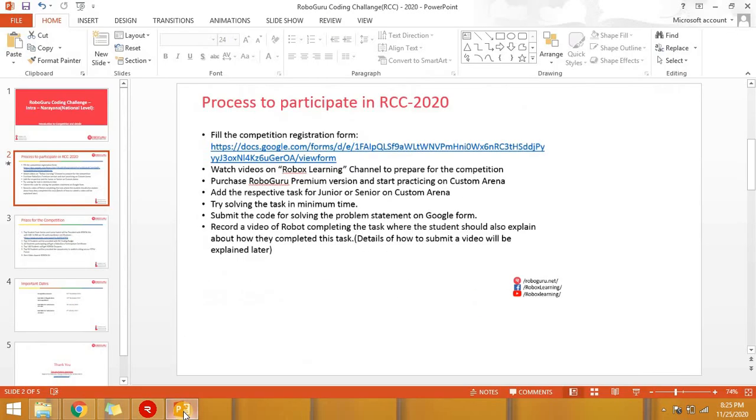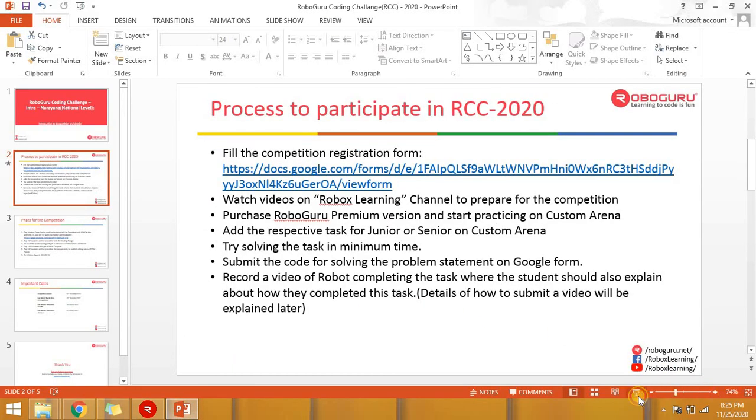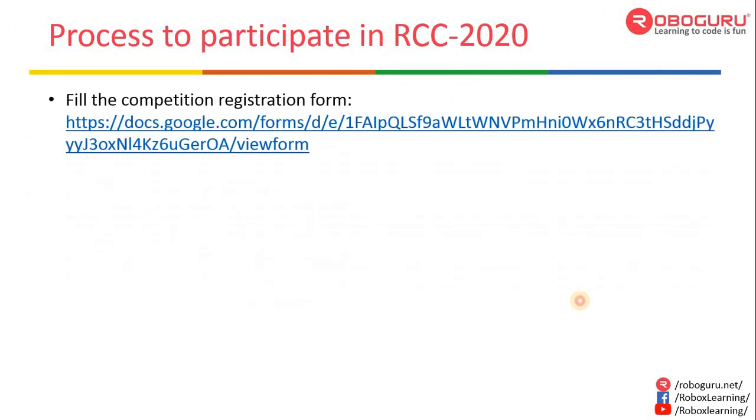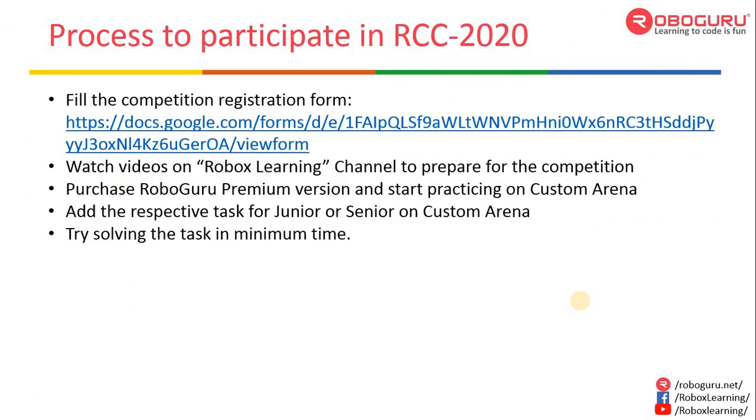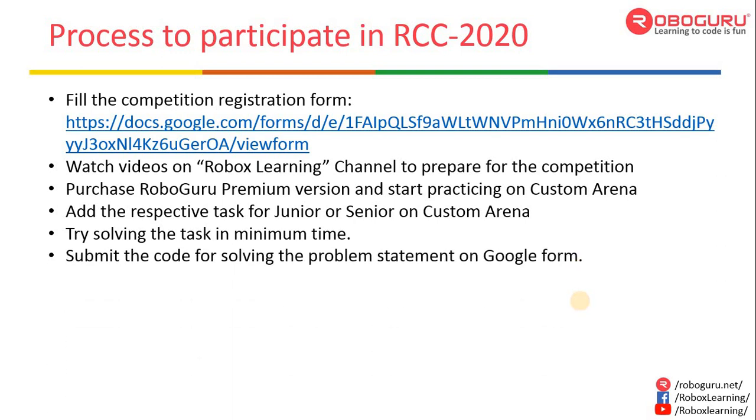After adding this task and completing this task, what you have to do is try solving the task in minimum amount of time. Junior students will solve the junior task, senior students will solve the senior task. After completing these tasks, you have to submit the code for solving the problem statement on Google Form. In the same drive, with the registration form, you will find the code submission form also. You should go there and submit your code.